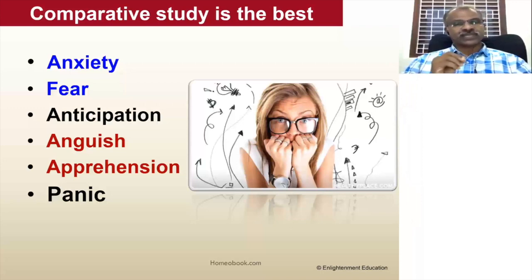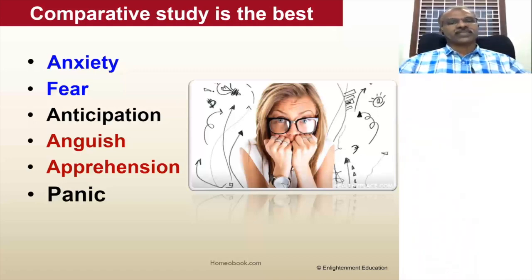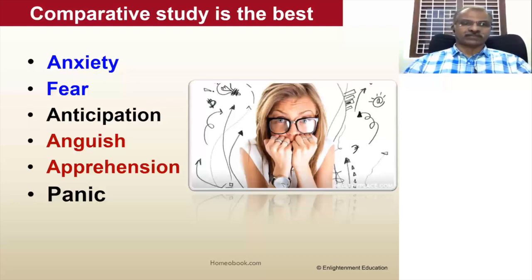Even though the dictionary meanings are more or less similar, their interpretations are entirely different, and the rubrics and the medicines are also different. Anxiety means fear without any cause, fear has a definite cause. Anticipation means anxiety for a good thing. Anguish means anxiety with physical suffering such as perspiration, tremor, trembling, diarrhea. Apprehension means fear with an element of doubt and expectation of something unpleasant. And panic means extreme fear.